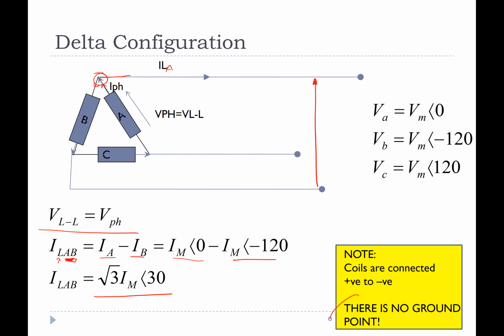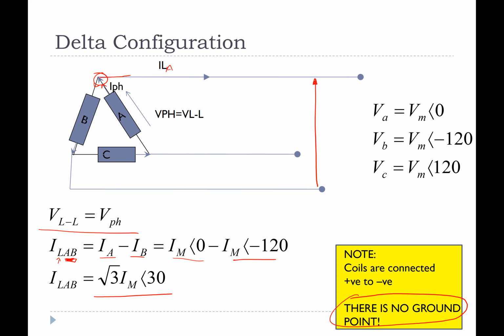Also important to note here, there is no ground point in the delta configuration, which is also one of the reasons why line-to-line voltage is important. For the delta configuration, there simply is no ground, so you cannot measure phase-to-ground voltages.